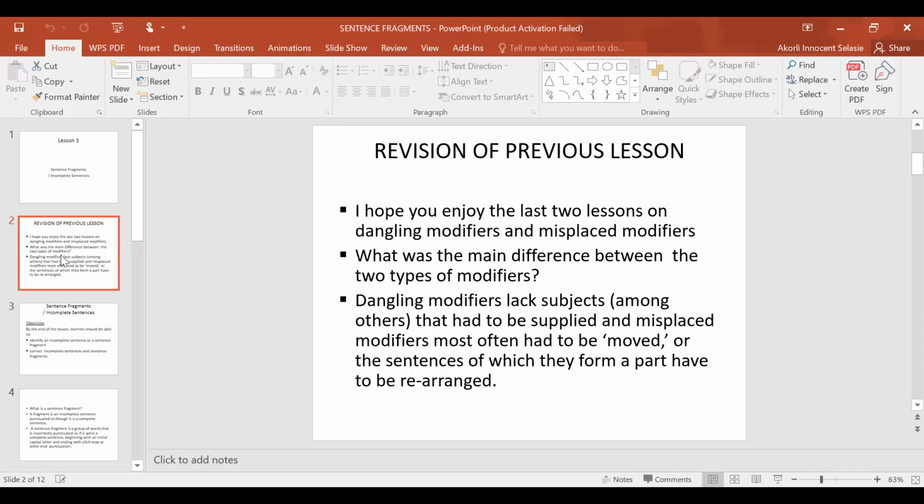Revision of previous lesson. I hope you enjoyed the last 2 lessons on dangling modifiers and misplaced modifiers. What was the main difference between the 2 types of modifiers? Dangling modifiers lack subjects (among others) that had to be supplied, and misplaced modifiers most often had to be moved, or the sentence of which they form a part had to be rearranged.